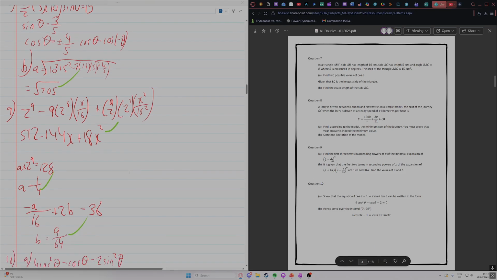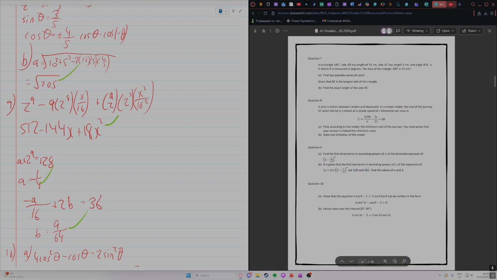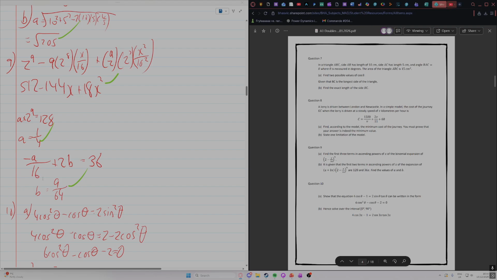Then the first two terms are 128 and 36. The only term that is just a number is the one where you multiply 2 and a. So 2 to the 9 times a is 128, so you get a as a quarter. And for the next one, you can either get a times minus x over 16 or 2 times bx. They're the two terms that give you the singular x. And you just get that, and then you solve, because you substitute the a value in.